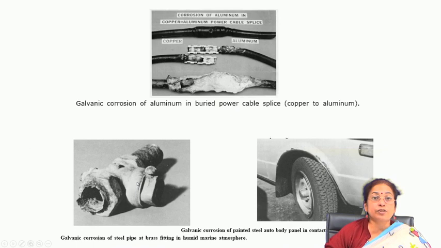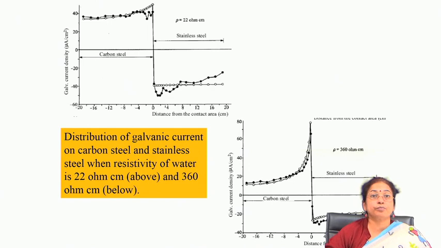Similarly, consider galvanic corrosion of a steel pipe at a brass fitting in a humid marine environment. Underneath the brass there is a lot of corrosion in the steel, because brass is nobler compared to steel. The steel part is damaged to a large extent as compared to the part where there is no connection or coupling.